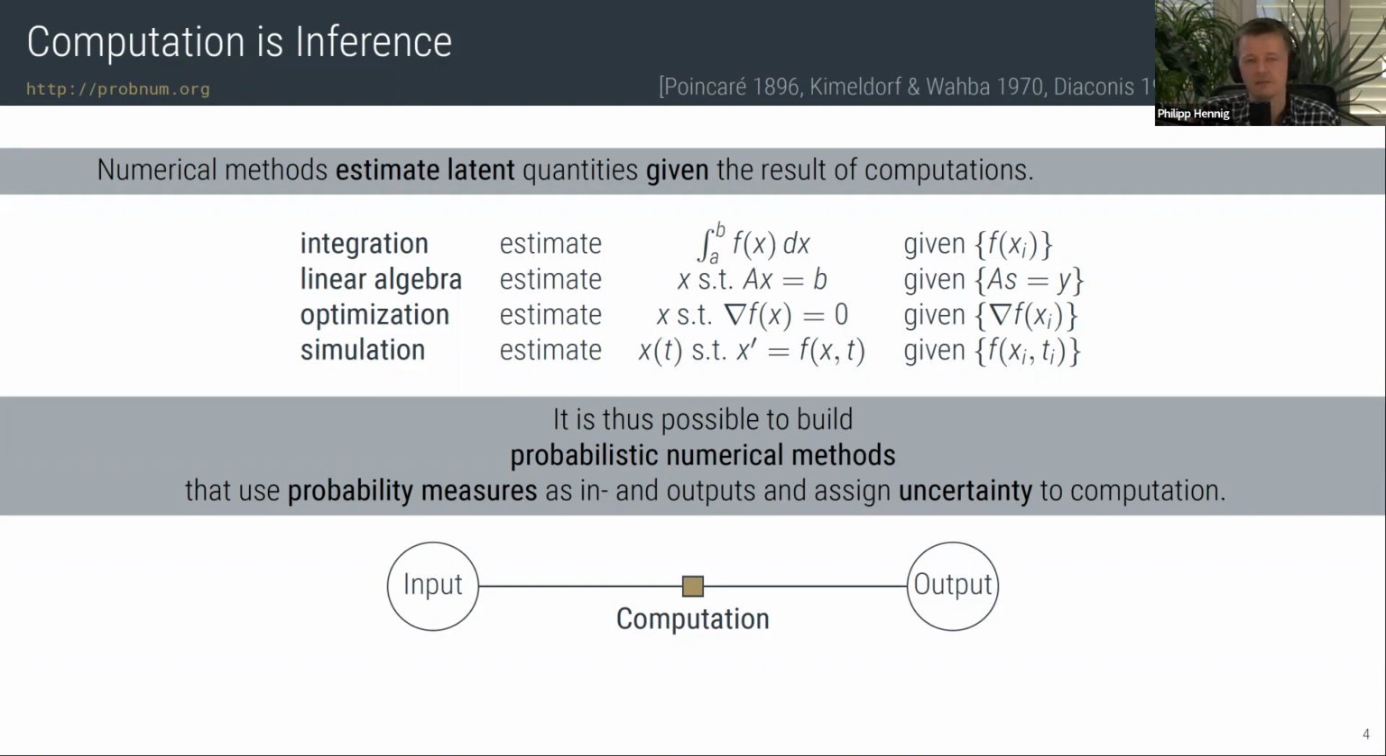This insight that computation can be thought of as inference is anything but new. It was already used by Henri Poincaré in his analytic theory of probability, which is arguably the invention of probability theory, or at least a very early version of it. I don't want to take away anything from Kolmogorov, right? But it was repeated over and over again by various statisticians over the years.